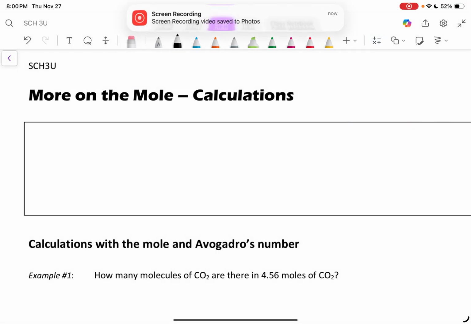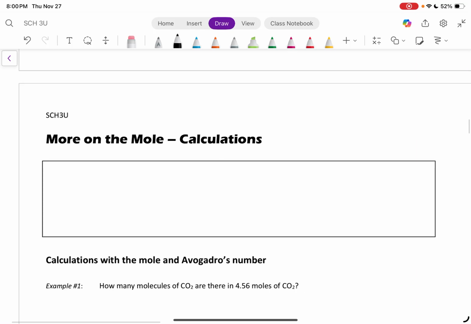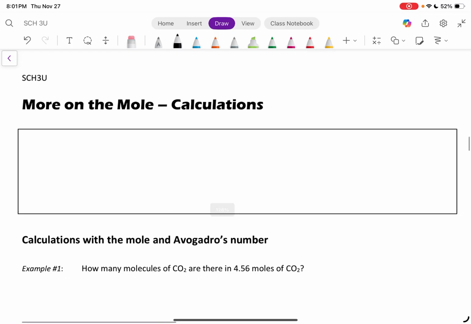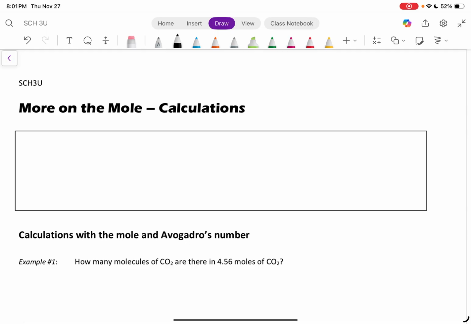Okay, so we are going to move on from our lesson from yesterday. We're going to build a little bit more. Now we're going to start doing the actual calculations that are required in stoichiometry. So we're going to take a look at a couple different formulas. The only notes I'm going to write today are in this little box, and then I'm just going to go right in and do a bunch of example questions with you.